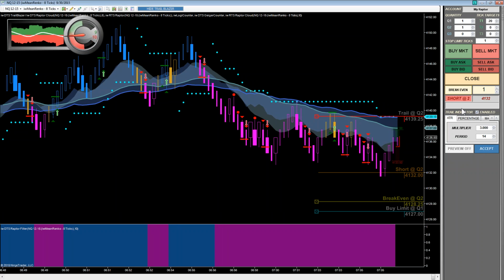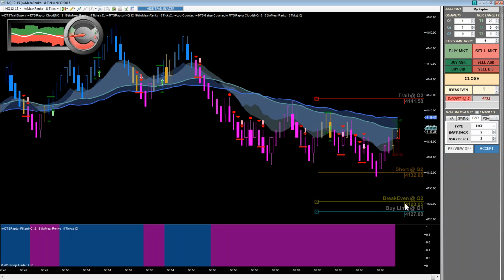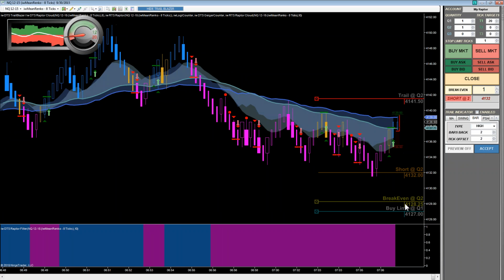Okay, so what I want is I actually want to hold my stop above this initial high. So I'm going to disable my stop strategy just for the moment, and I'm going to get ready with my bar high low. So when the sellers do show up, I'm going to get the stops in a little bit more aggressively.